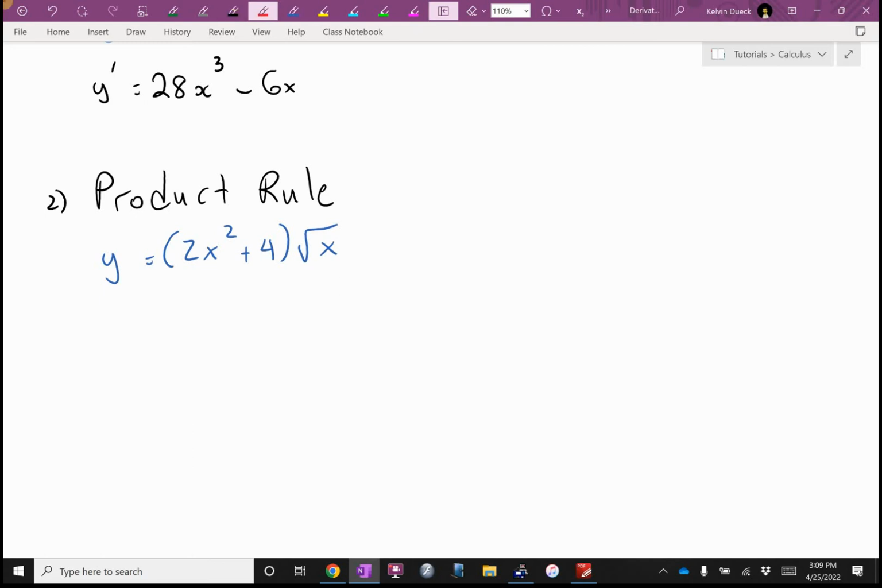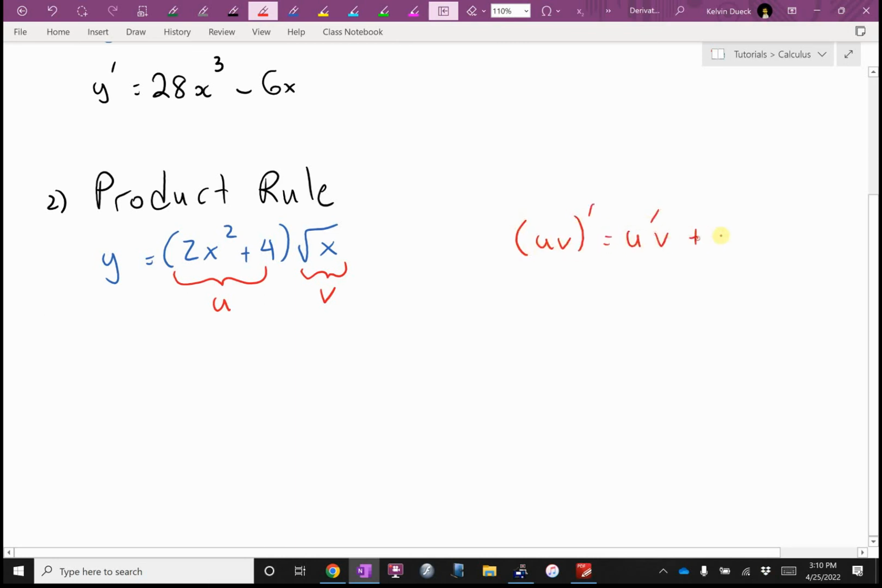I would say to myself, that's U, that's V. The notation that we use, I think, on your formula sheet is U for the first function and V for the second function. And the product rule says this. (UV)' is the same as U'V plus UV'. Or they might have flipped the order. It's the derivative of this times leave that alone plus leave that alone times the derivative of this. So, here we go.